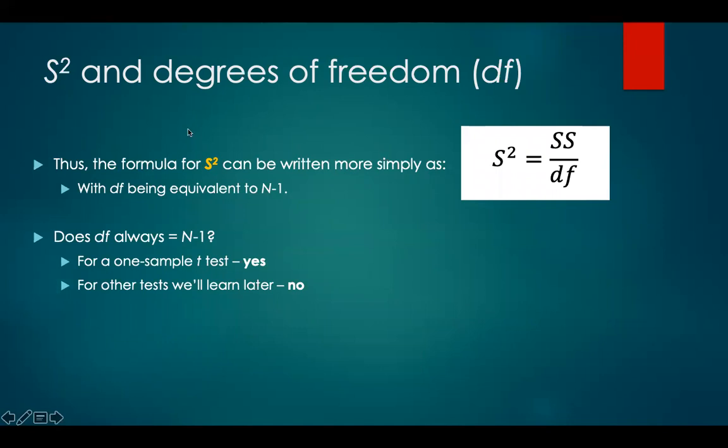Thus, the formula for s squared can be written more simply as sum of squares divided by df, or degrees of freedom, with that df being equivalent to n minus 1. Now, you might ask, does df always equal n minus 1? Well, for a one sample t-test, yes. But for other tests we're going to learn later on, no.